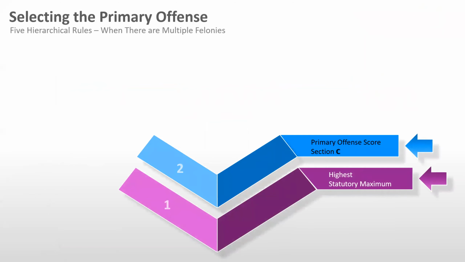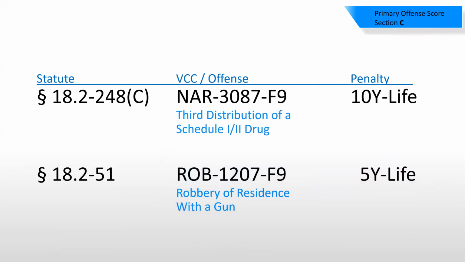But what happens if you have a tie with a statutory maximum? Then you have to go to rule number 2. In this example, we have third distribution of a Schedule 1 or 2 drug and robbery of a residence with a gun. Look at the statutory maximum under rule 1. They both have a life maximum. Do not focus on the statutory minimums. They are so different. We always focus on the statutory maximum.